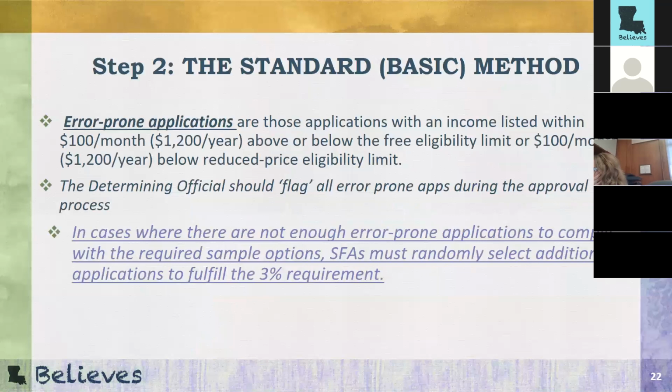Error-prone applications are those with an income listed within $100 a month or $1,200 a year above or below the free eligibility limit, or $100 a month, $1,200 a year below the reduced price eligibility limit. The determining official should flag all error-prone apps during the approval process. In cases where there are not enough error-prone applications to comply with the required sample options, SFAs must randomly select additional applications to fulfill the 3% requirement.